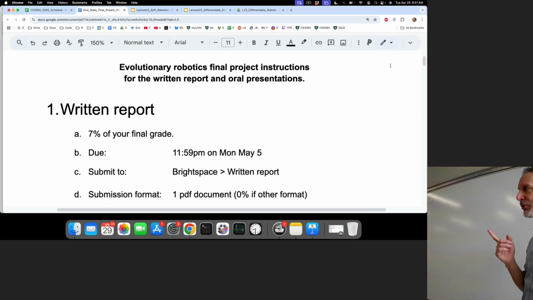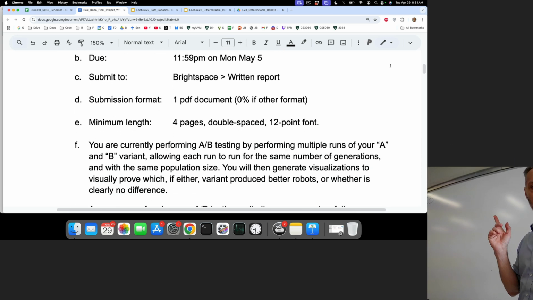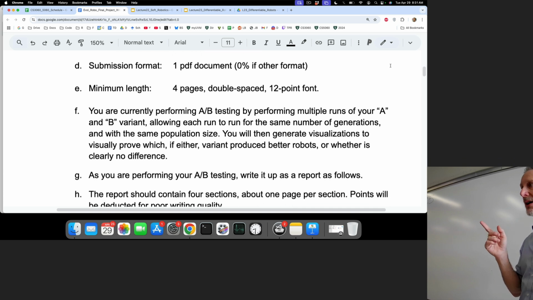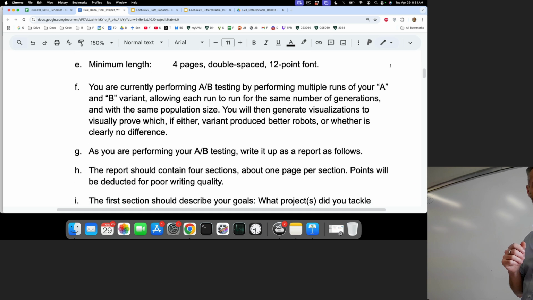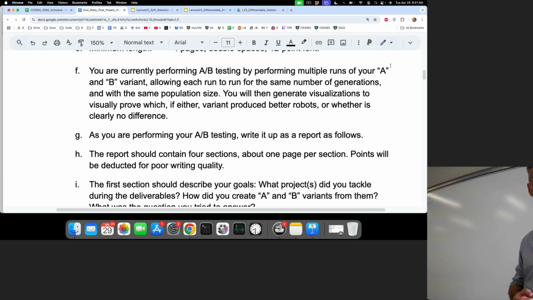Let's talk about the written report first. Worth 7% of your final grade, due Monday night. Please remember to submit it to Brightspace. It must be a PDF, no docx, no txt. If I can't open it, I can't grade it. Okay. Minimum length, 4 pages, double space, 12-point font. If you want to write War and Peace, knock yourself out. But at minimum, in years past, 4 pages should be sufficient to summarize the work that you've been doing for your final project.